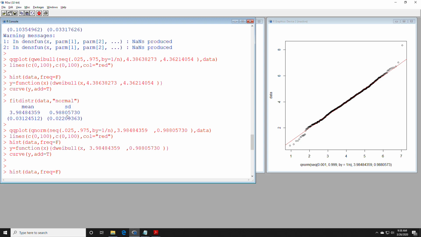And as I said, this 1,000 observation is actually a sample from a normal distribution that has a mean of 4 exactly and a standard deviation of 1. So we can see, fitting the normal distribution, we were actually able to almost exactly get back those true values because we had such a large sample size.